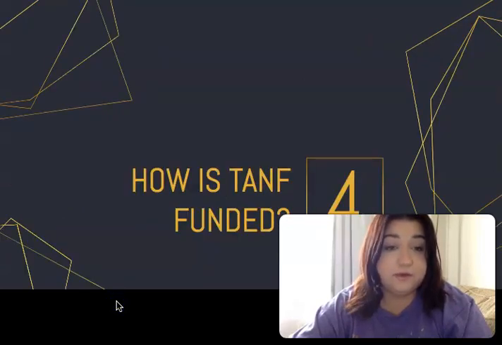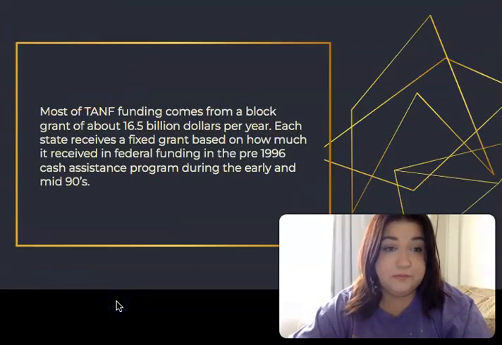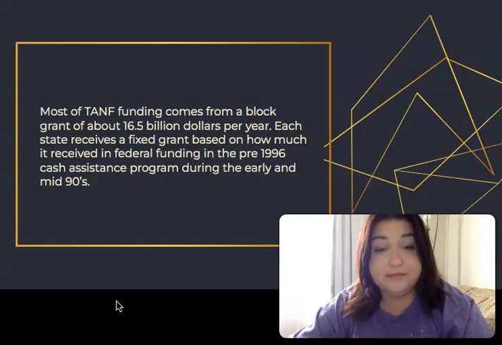All right, the fourth thing is how is temporary assistance for needy families funded? Most temporary assistance for needy families funding comes from a block grant of about $16.5 billion per year. Each state receives a fixed grant based on how much it received in federal funding in the pre-1996 cash assistance program during the early and mid-90s.